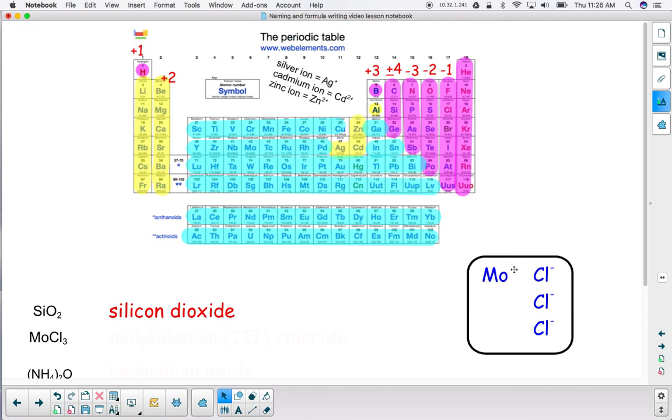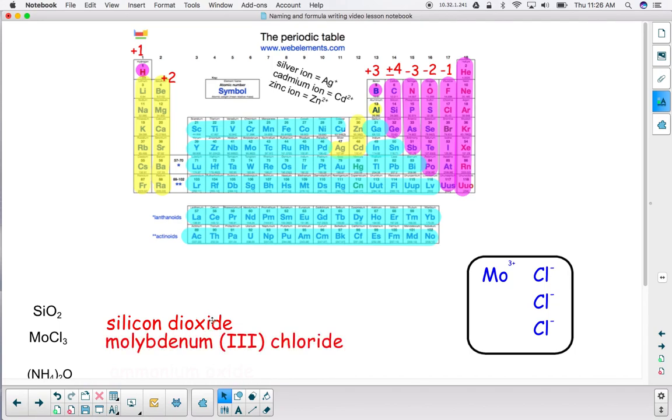If I have 3 negative charges there, I'm going to need 3 positive charges on my molybdenum, and so my molybdenum is going to be a molybdenum 3. So this compound is called molybdenum(III) chloride. The Roman numeral was needed because the molybdenum is a transition metal with variable charges.